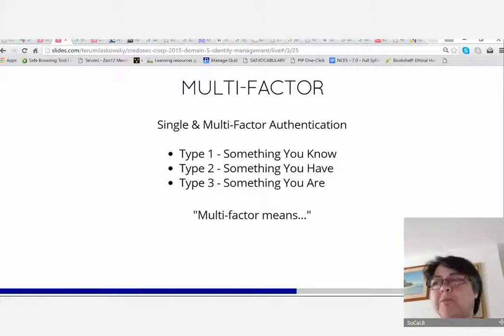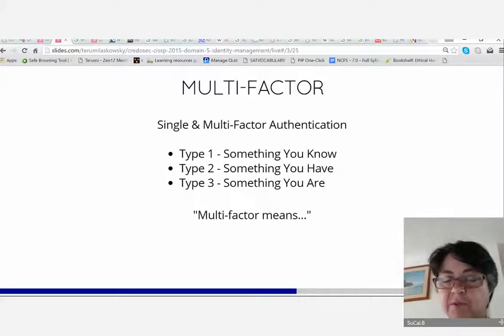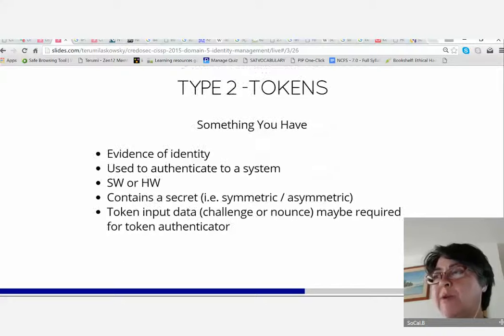Multi-factor. All right, so we talked about multi-factor, type 1, type 2, type 3. Your book has extensive writing on the multi-factor, so please go ahead and check it out. Okay, so I think we're just going to skip this because we talked about it.